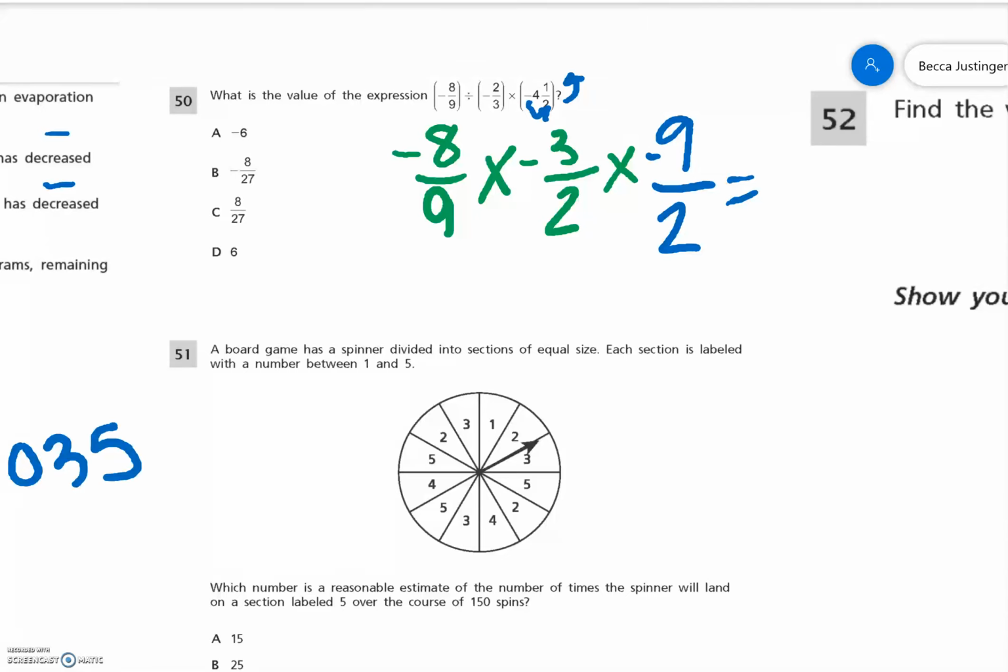Now I'm going to multiply straight across. Negative times a negative times a negative is going to give me a negative. 8 times 3 times 9 is 216. And 9 times 2 times 2 is 36. So right off the bat, I know I can cross off C and D because I know my answer is going to be negative. And now I'm going to divide negative 216 divided by 36, and our answer is negative 6.